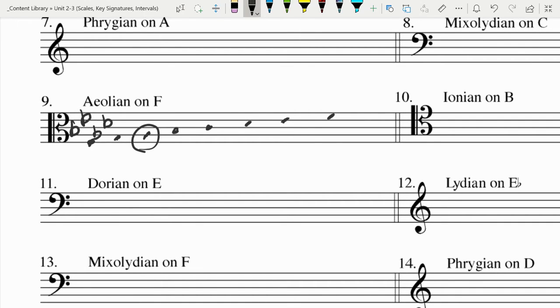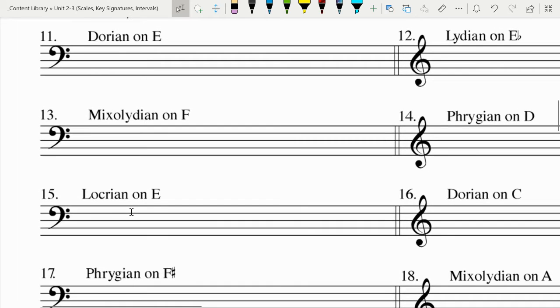Or you could write those flats on the actual notes. So you could write F, G, and then A flat, B flat, and then you would write the D flat, E flat. And you write those on the notes, then you don't need to put the key signature, and you just write it like that. And then you would have the 4 flats there. Okay, so then let's do Mixolydian on F.